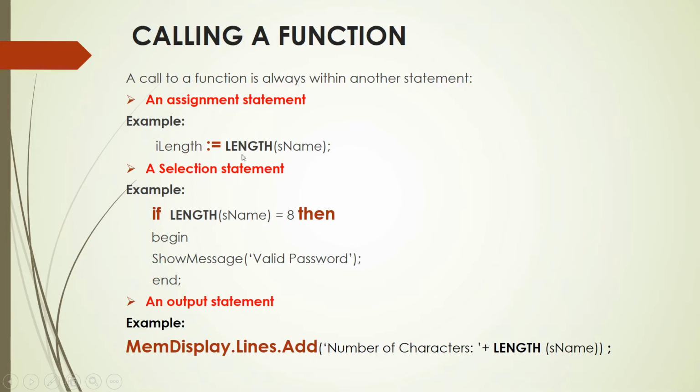So I'm calling a predefined function that we often use, length. And we know that length returns the number of characters in a string as a data type integer. So I'm calling this function and I'm sending an argument, a parameter to this function, which is name. So I'm calling the function and assigning the return value into a variable.